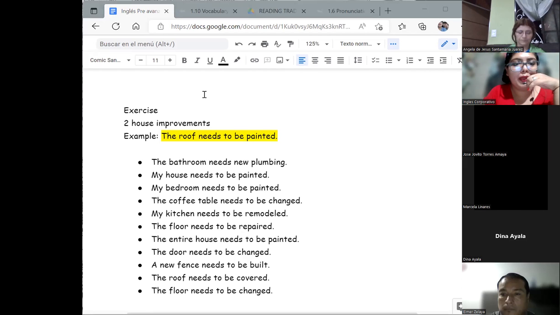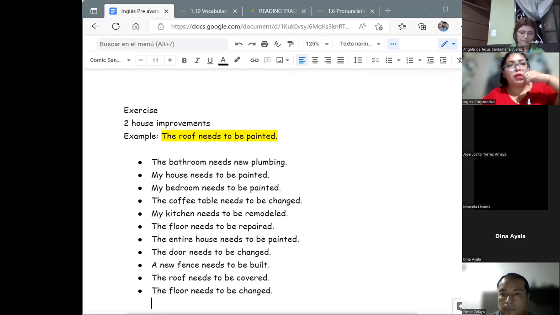Okay, good. So in this case, one of the most common improvements that you are writing in the examples is that the house needs to be painted. So we just choose one of these to represent that sentence. We are not going to write the same sentence two or three times. We have just some examples of this part, that is the gerund or the passive infinitive. In this case, it's more a passive infinitive than the gerund.